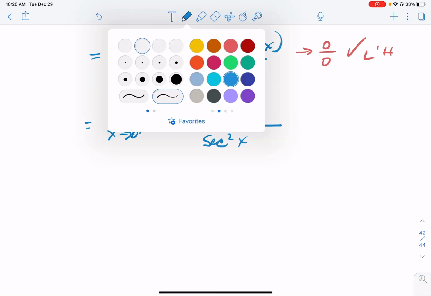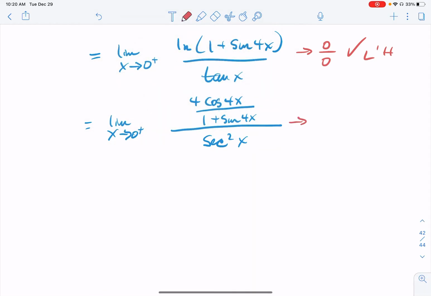All right, let's change colors. So on the top, I have the cosine of 4 times 0. So it's cosine of 0, that's 1. So 4 times 1 is 4 over 1 plus the sine of 4 times 0. We already said that that's equal to 0. Nice. Over the secant squared of 0.